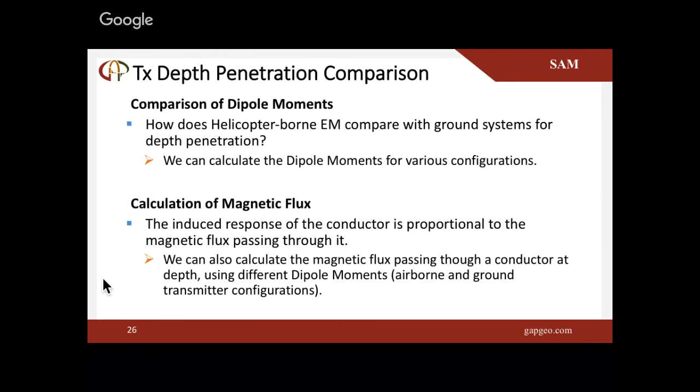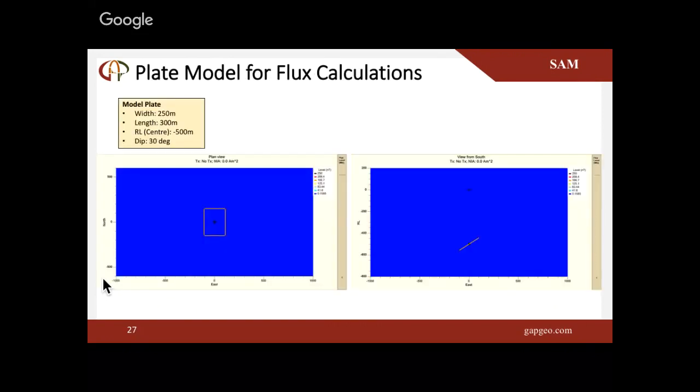So just a quick comparison of dipole moments and magnetic flux from an airborne system versus a ground system. Just for comparison, I'll put a model to you: a 250 metre by 300 metre plate at a depth of 500 metres, with a little bit of a dip on it at 30 degrees. So there's a plan view on the left-hand side, and a view from the south in this particular case.